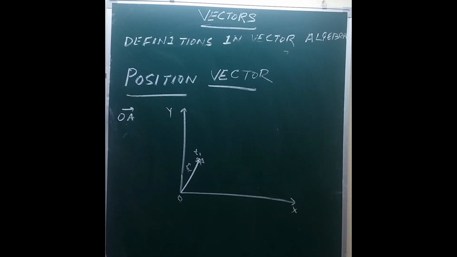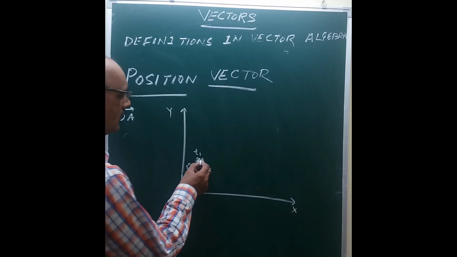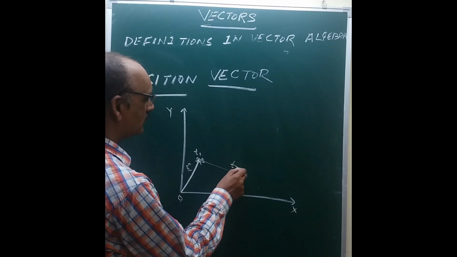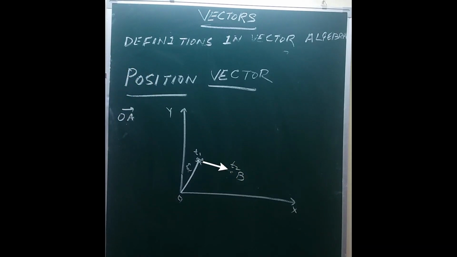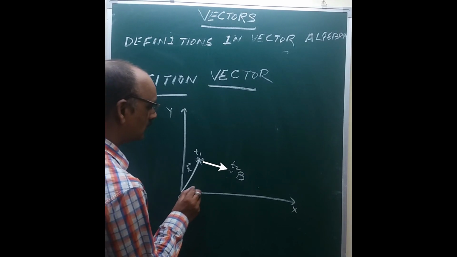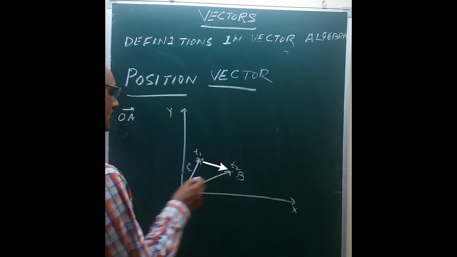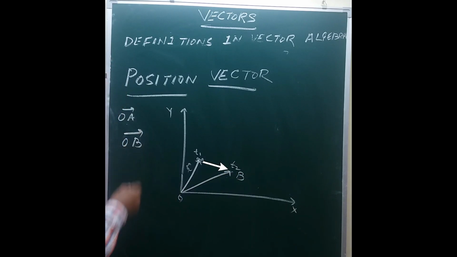Now from here we are going to discuss displacement vector. Since the particle is in motion, let in time t2 it have reached point B. Now join OB. This vector OB will give the position vector of the particle at time t2, right? And the vector AB will give the displacement vector of the particle in the time interval t2 minus t1.